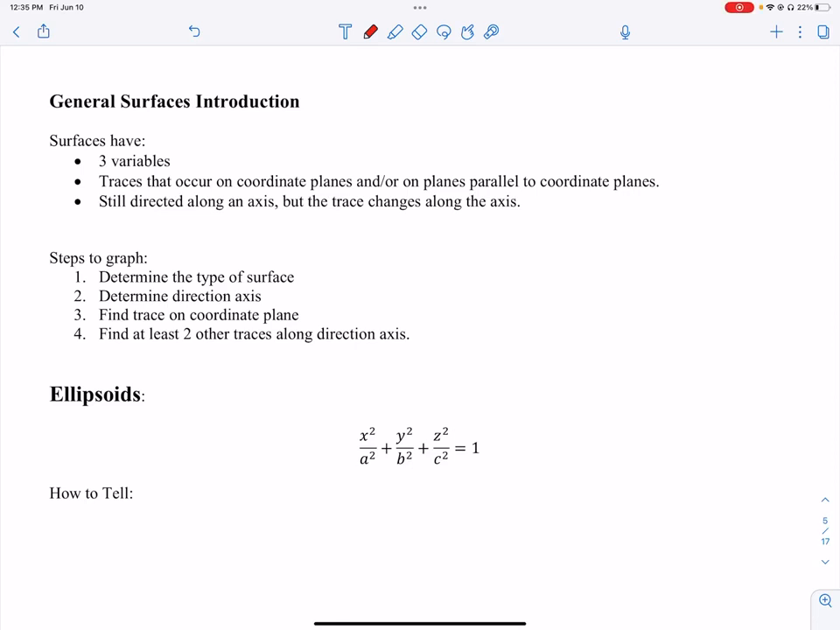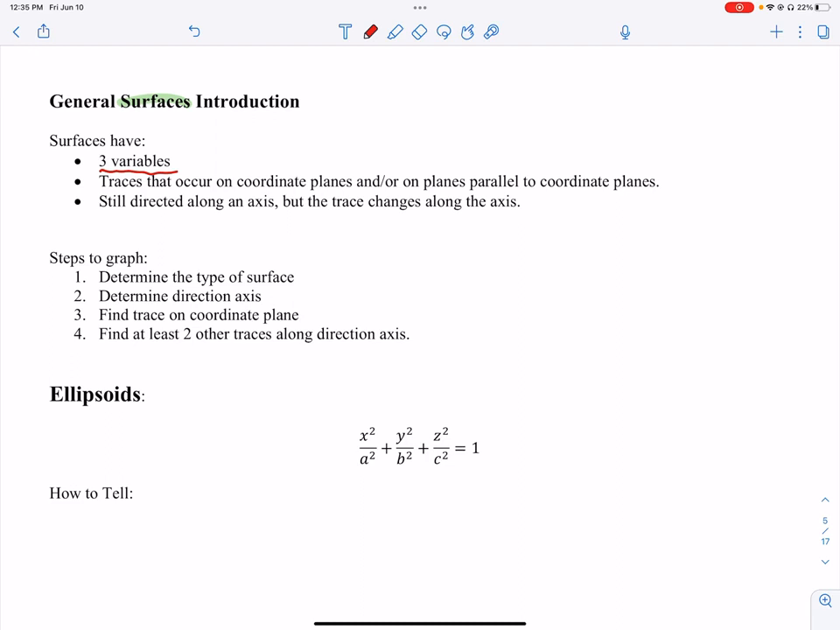In this video, we are going to continue our discussion of 11.6 with graphing. We are going to move on from cylinders to something called surfaces. So this is my introduction. I will go through shape by shape, or surface by surface, rather, is probably how we should say that. So how you can tell if something is a surface: 3 variables. So a cylinder, remember, was 2 variables.